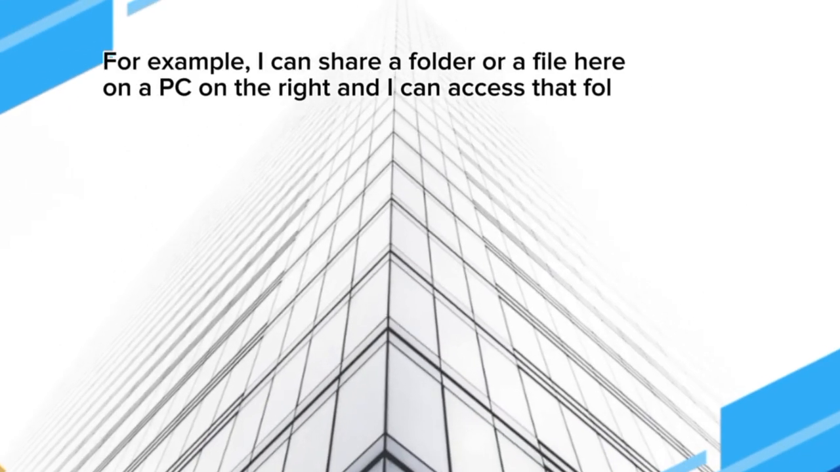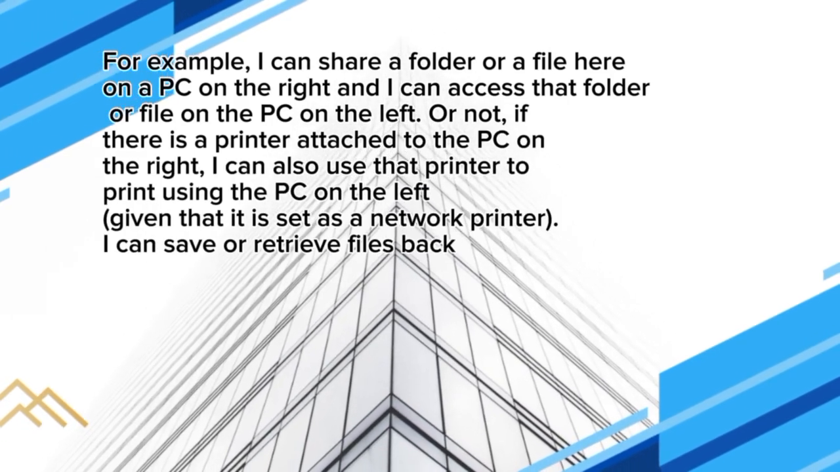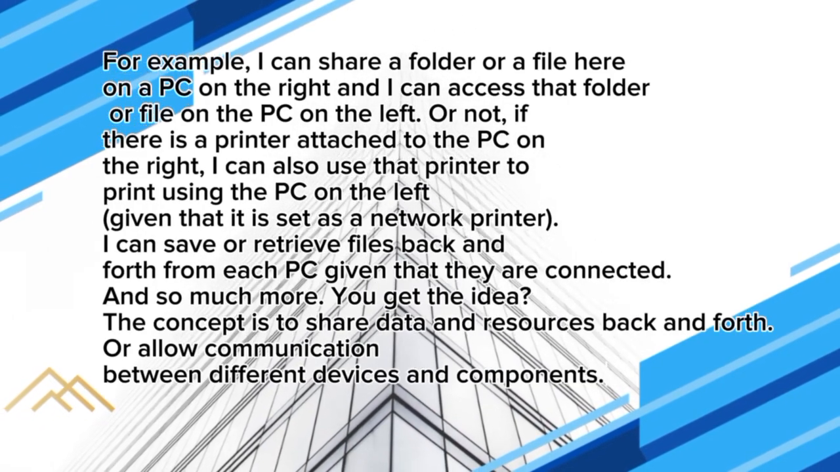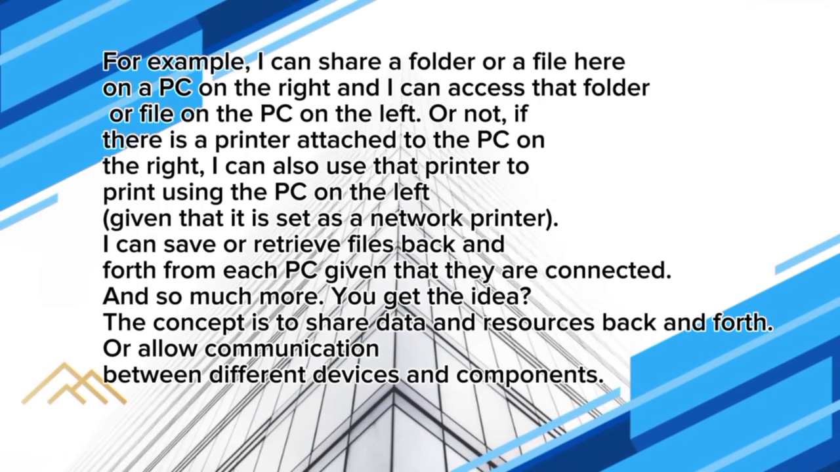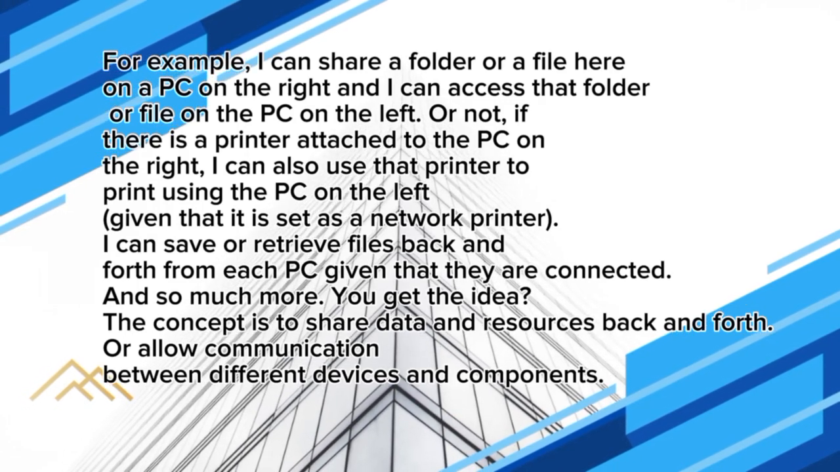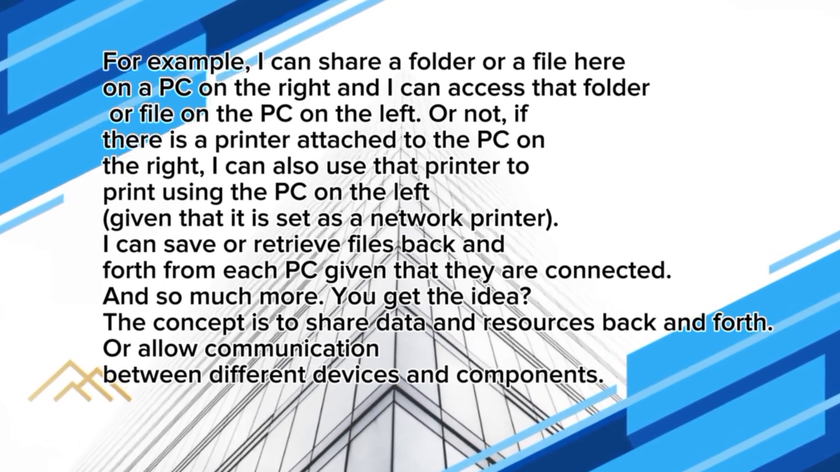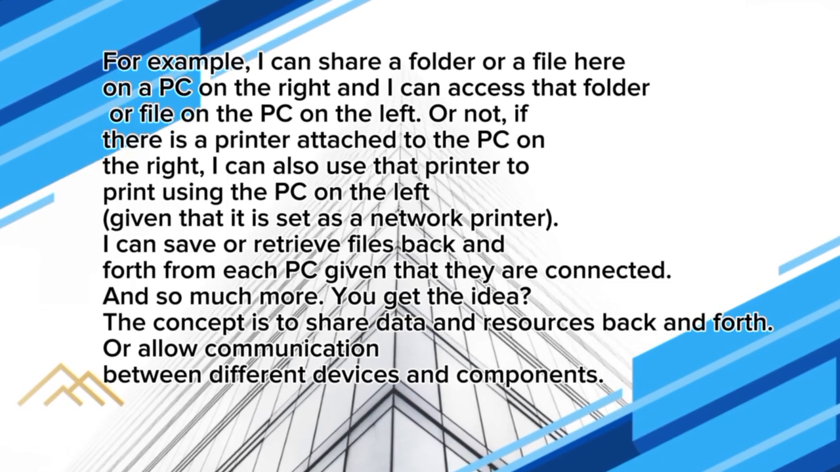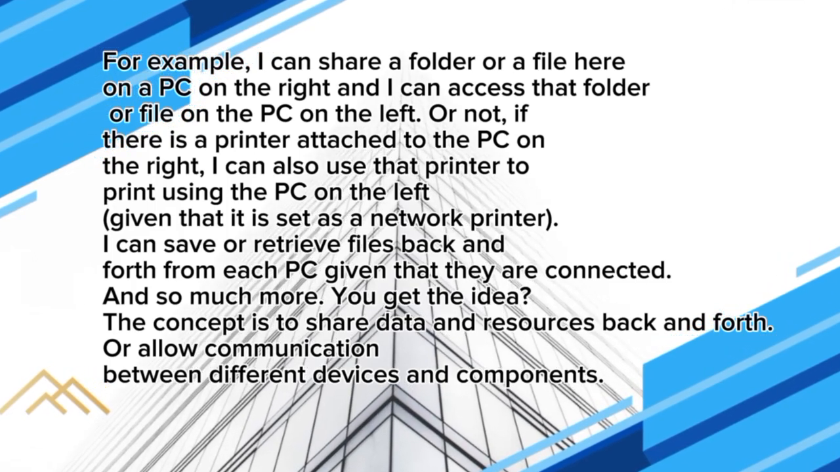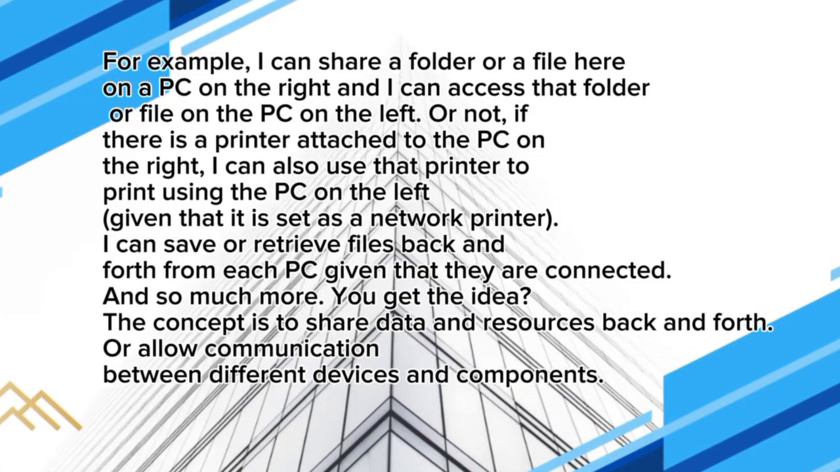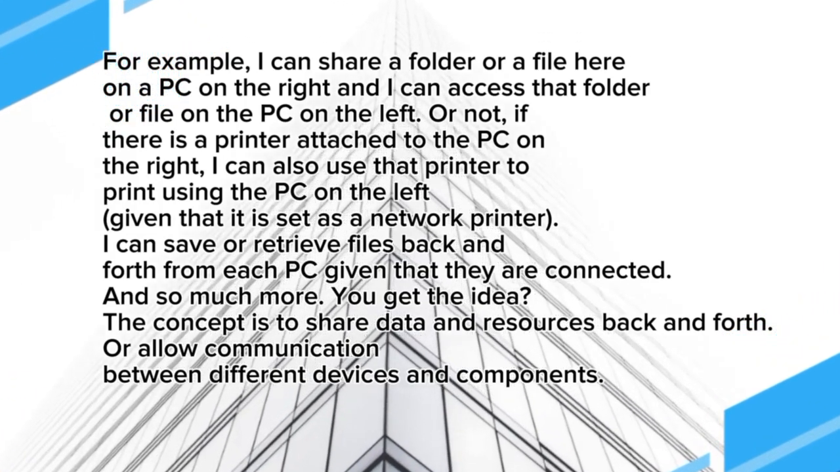For example, I can share a folder or a file here on the PC on the right, and I can access that folder or file on the PC on the left. Or, if there is a printer attached to the PC on the right, I can also use that printer to print using the PC on the left, given that it is set as a network printer. I can save or retrieve files back and forth from each PC given that they are connected, and so much more. You get the idea? The concept is to share data and resources back and forth, or allow communication between different devices and components.